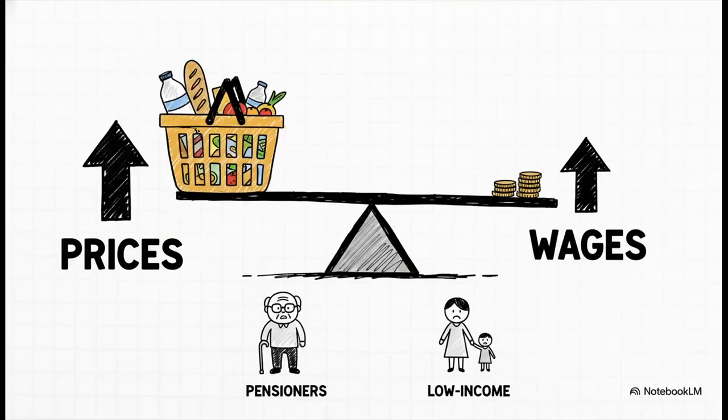For us, for consumers, the biggest risk is a fall in our standard of living. If prices are rising by, say, 5%, but your wages only creep up by 2%, you are getting poorer in real terms. And this hits people on fixed incomes, like pensioners, and those on lower incomes the absolute hardest, because things like food and energy take up a much bigger slice of their budget.